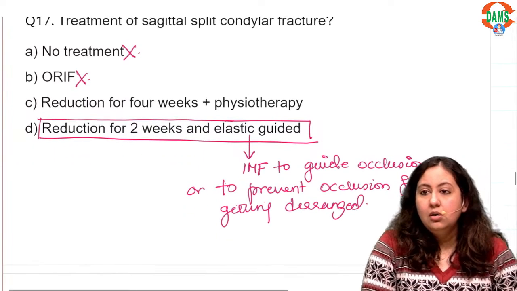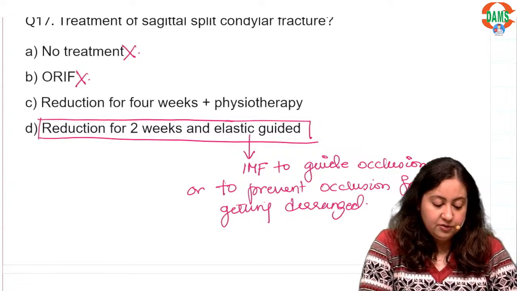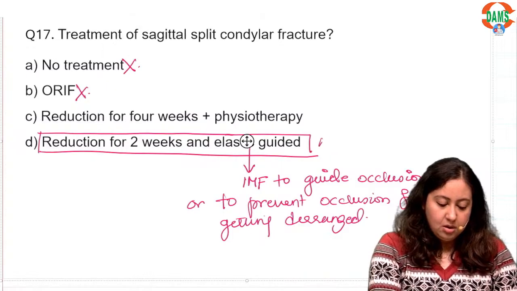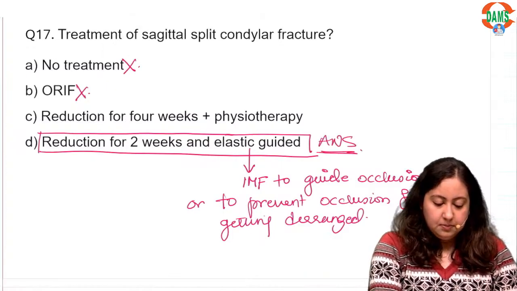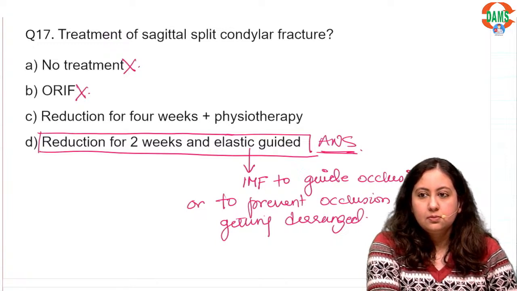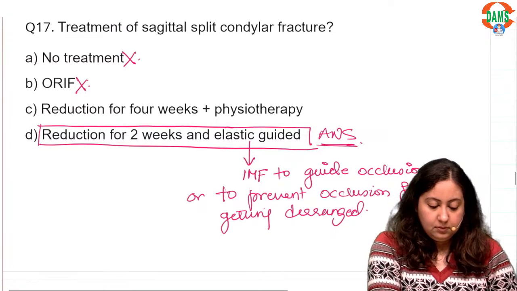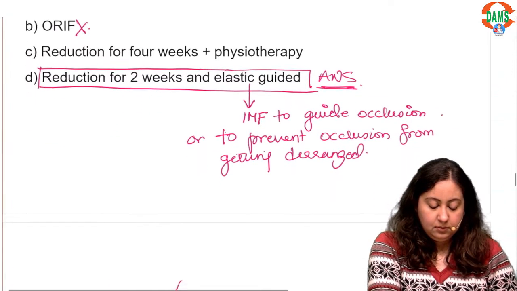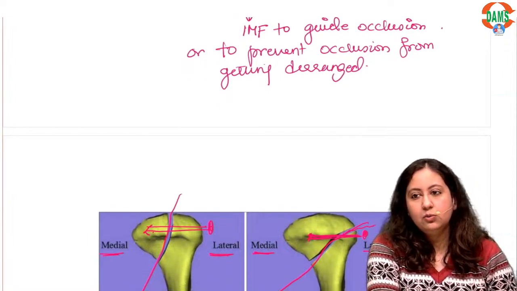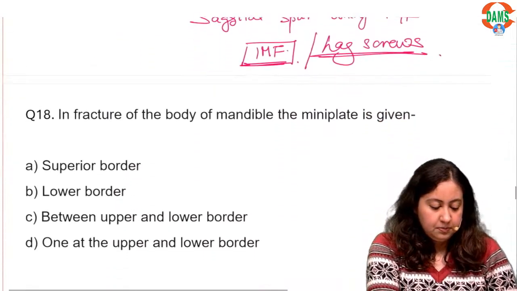Understood all of you? Reduction for 2 weeks and elastic guidance. This is your answer. Or if specifically a lag screw is mentioned, that would become your best answer.